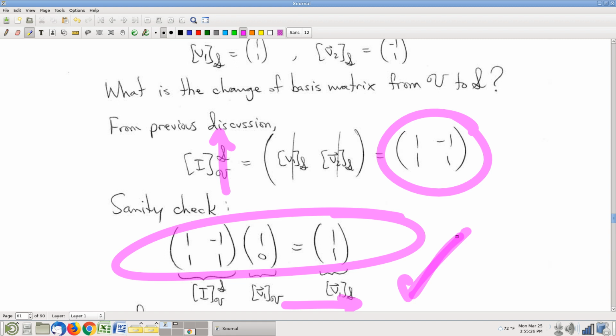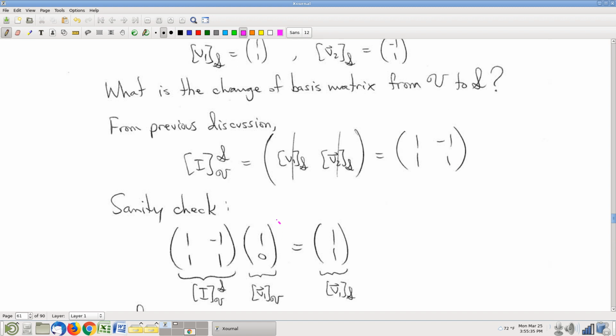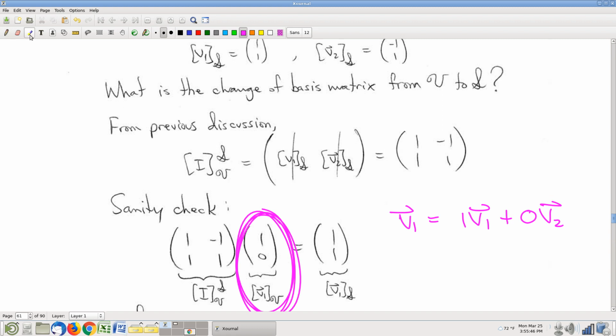How are we doing? Yes? Was B1B a given? No, this is the sort of clever observation I'm making. So this right here is the observation that V1 is 1V1 plus 0V2. So this basis consisting of V1 and V2, if I want to write this vector as a linear combination of that basis V1 and V2, then the coordinates, just clever observation, the coordinates are 1 and 0.